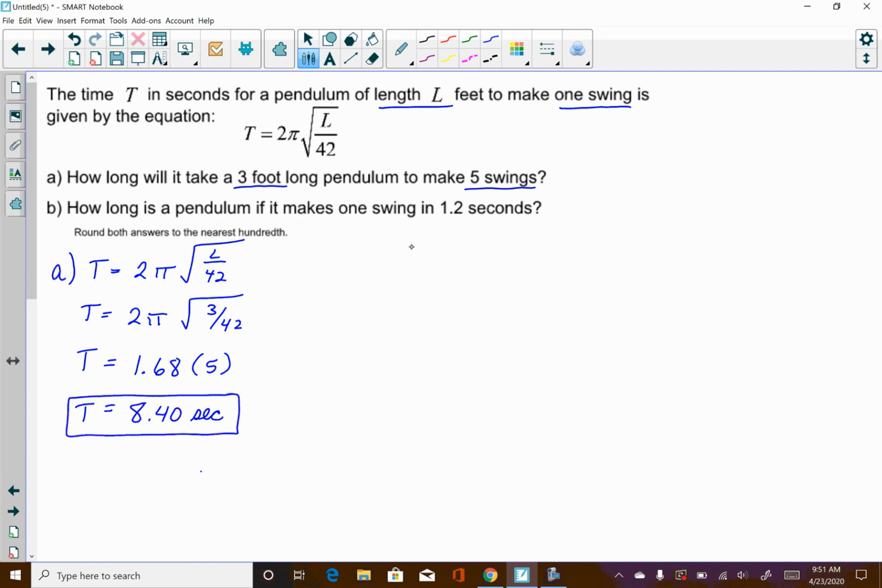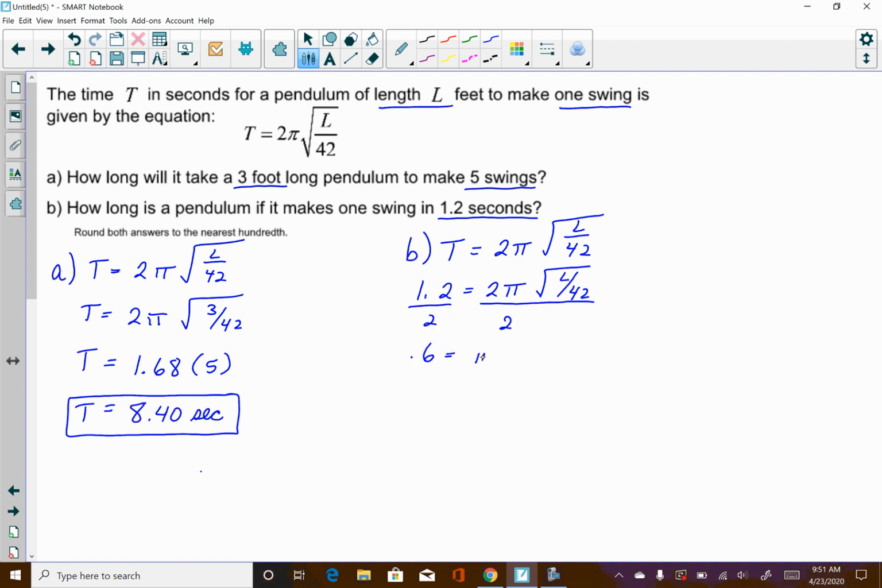For part B, it says, well, how long is a pendulum if it makes one swing in 1.2 seconds. So this time they're giving us the time. So looking at our formula, t equals 2 pi square root L over 42. This time I know my time, so I'm plugging in for t of 1.2 equals 2 pi square root of L over 42. You just want to get closer and closer to solving for this L. So I'm going to divide by 2. I'm going to do this in a couple of steps here. Divide by 2. You get 0.6 equals pi on the square root of L divided by 42.